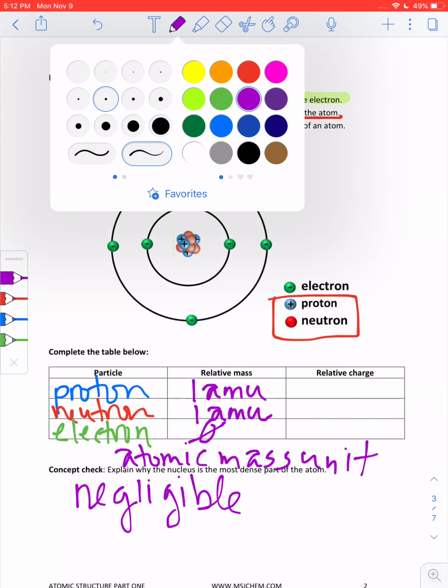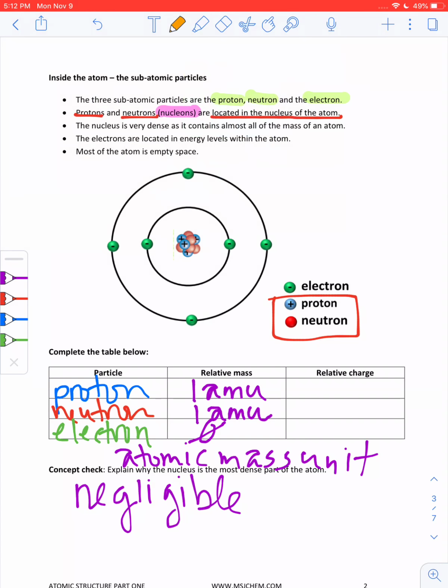Okay. Now, for the relative charges, I can kind of tell from the little image up here, protons are positively charged, +1. Neutrons are no charge or neutral. So you can say 0, you can say neutral, or you can say no charge. I'm going to add it down here because I'm out of room. So 0, neutral, or no charge. All of those work for the neutron. And then the electrons, those are the ones that are negatively charged.